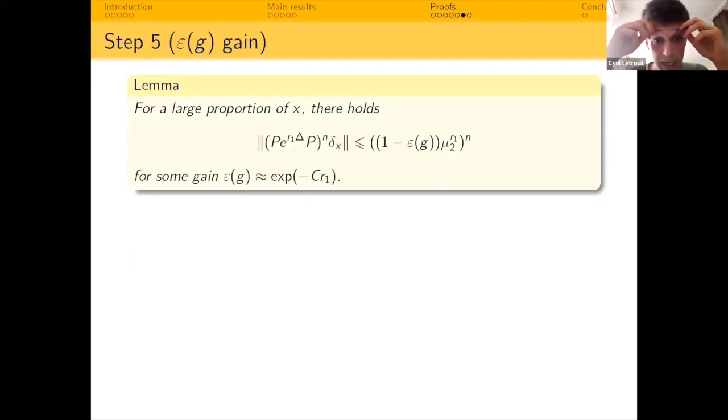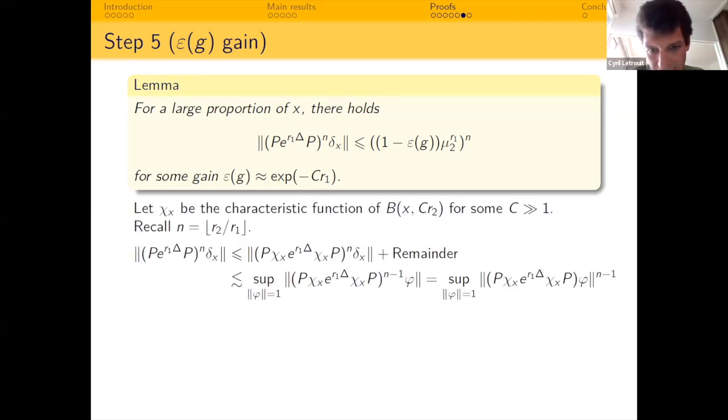Now, let me explain, because this is the core of the proof, how you gain something by introducing these projections. At the moment, you didn't see why I introduced a projection, an R-net, it doesn't seem useful. The lemma that we will prove is that for a large proportion of X, there holds this estimate, which is exactly the number 2 that I mentioned before, for some gain, which is sufficiently large, even if it's still small.